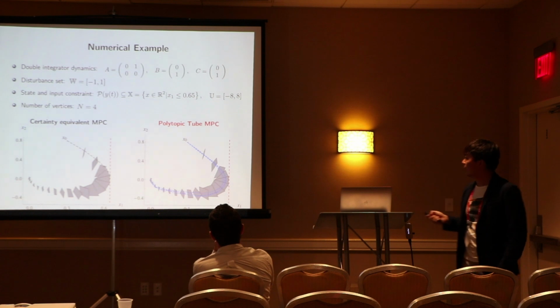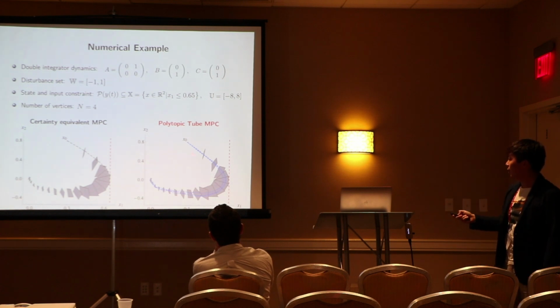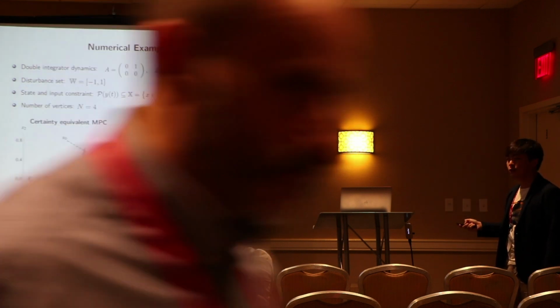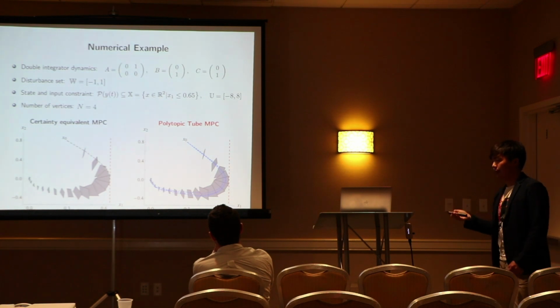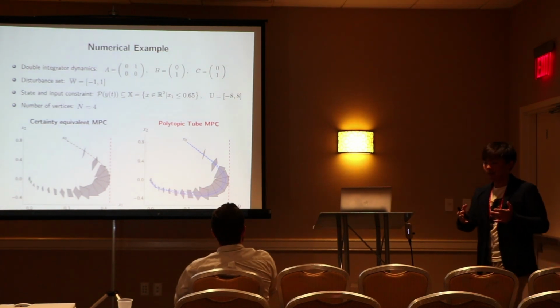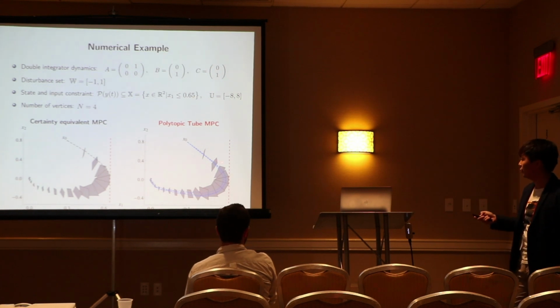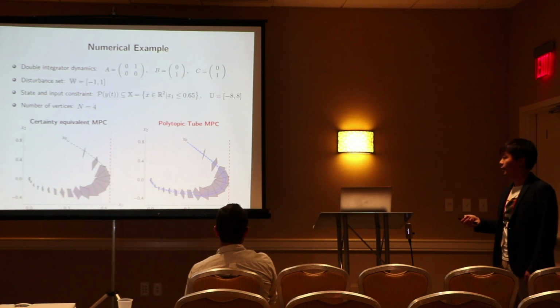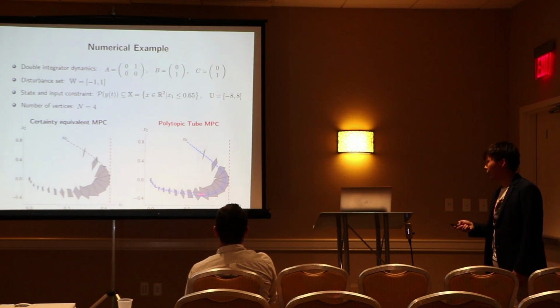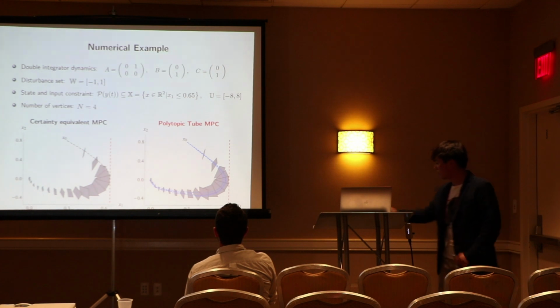And on the right-hand side, I plotted a couple of those blue trajectories, which are under different uncertainty realizations. And you can notice that with the help of the tube, those perturbed trajectories never violate the constraints. And finally, they also reach the origin.